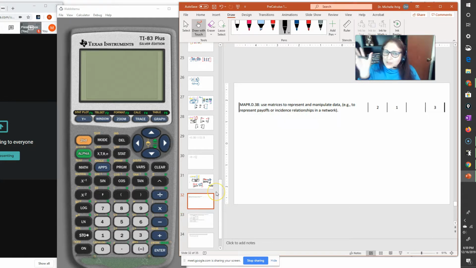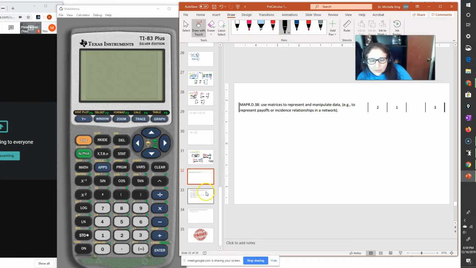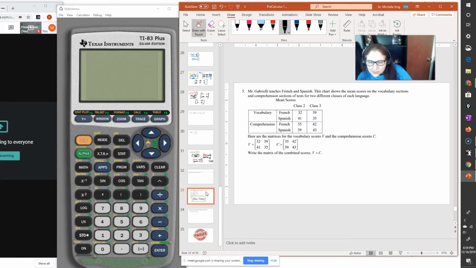The only other thing, which I'm not really confident on because I don't know what the style of your questions are going to be, is one of the AKS, you get 3 questions regarding matrices, and it says use matrices to represent and manipulate data, to represent payoff. So the only questions I could come up with are these 2, where basically they give you a story, and they give you data, and then you have to do something. So like right here, it says, Mr. Gabrielli teaches French and Spanish.